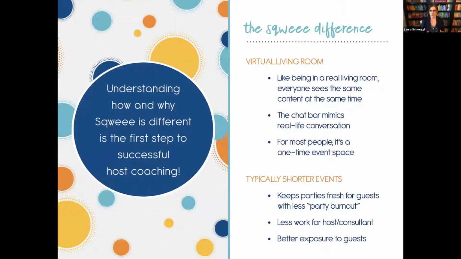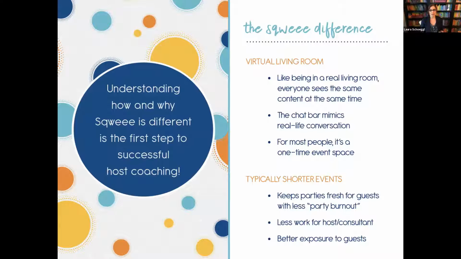So just as a quick recap, I think some of you have a pretty good feel for Sqweee. Some of you may still be pretty new. We really think of Sqweee as a virtual living room. So that means it's a lot like being in a real living room. If you are accustomed to running home shows, you might find that some of the host coaching that you would do for a home party carries over to a Sqweee event.